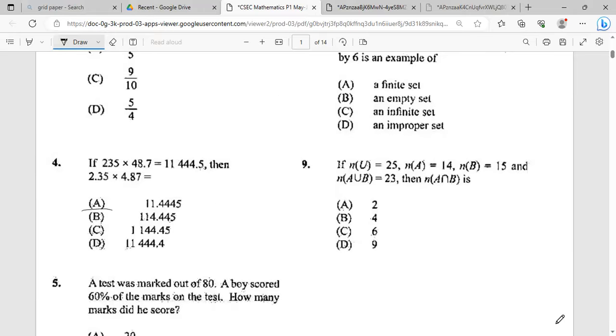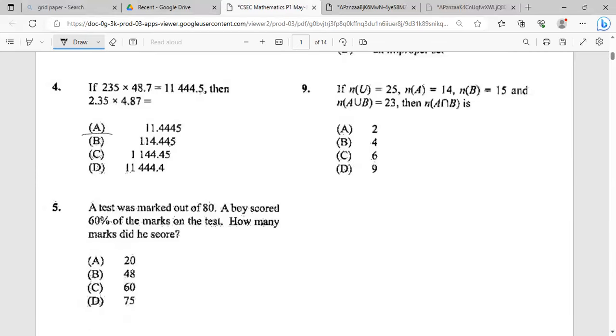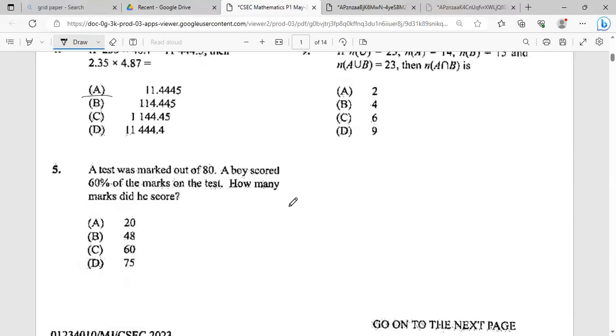All right, a test was marked out of 80, a boy scored 60%. So we know it's going to be a number out of the 80. I want to call this letter B since my name is Bennett. And we know it works out to 60%. So now we can transpose. So it's x over 80, and of course this should be 100. A percent means out of 100.